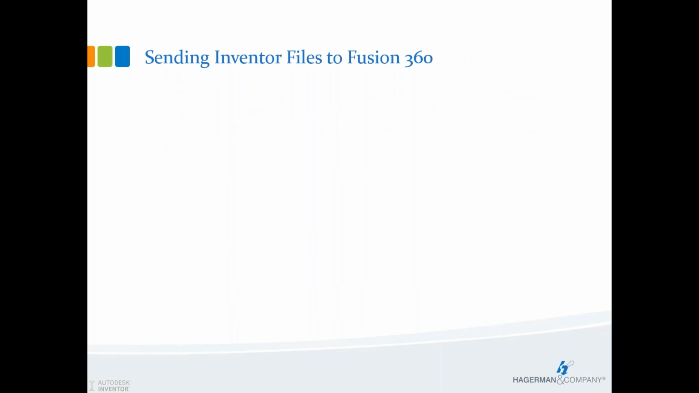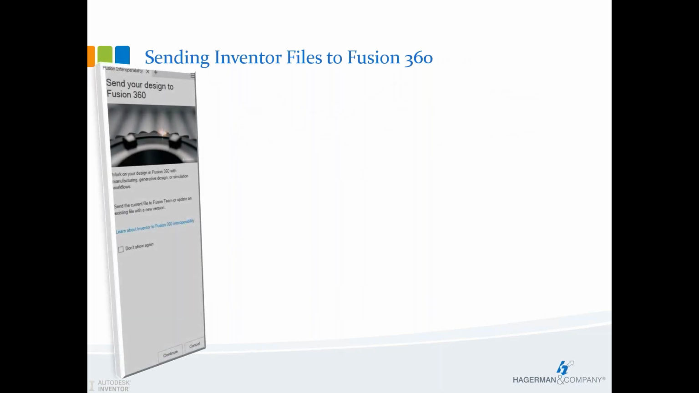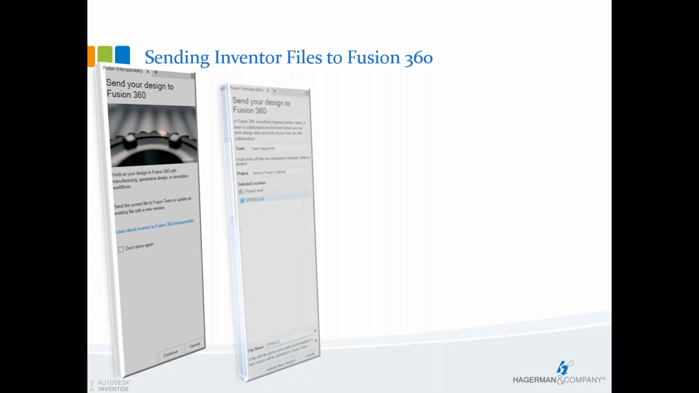As far as that tool and how the Send to Fusion tool works, once you click the tool, you'll see a panel appear on the left side of Inventor, and it gives you some information, and you've got a little help link there that you can explore. And obviously, if you don't want to see that panel again, you have that ability to stop showing that again.